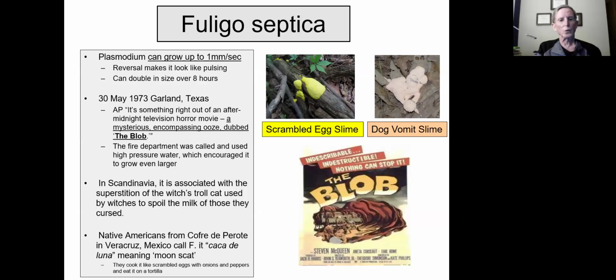And then more recently in Garland, Texas, there was another incident. You can find this in the news, the AP story. And that's a quote: something right out of a made-for-television movie, a mysterious encompassing ooze dubbed the Blob. That was from the newspapers. And oh, by the way, it's associated with superstition about witches, where it's said to spoil the milk. So there's a whole history of this one also.